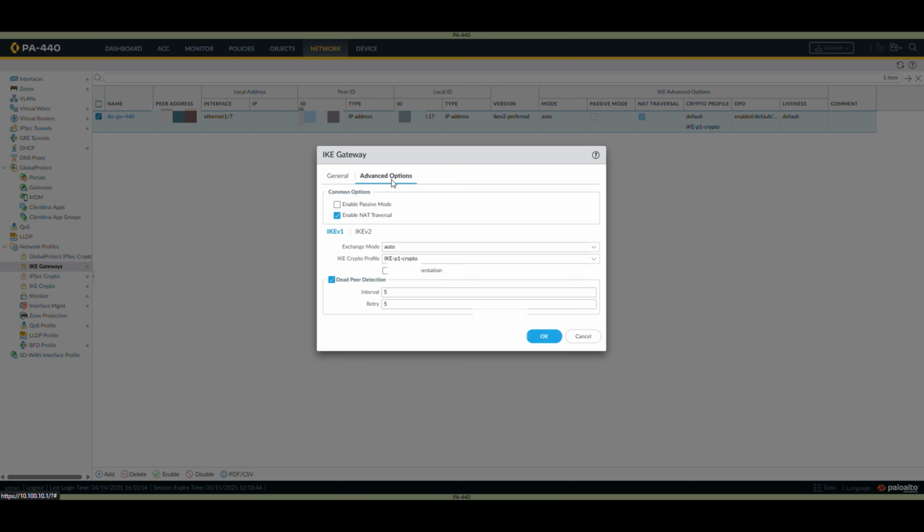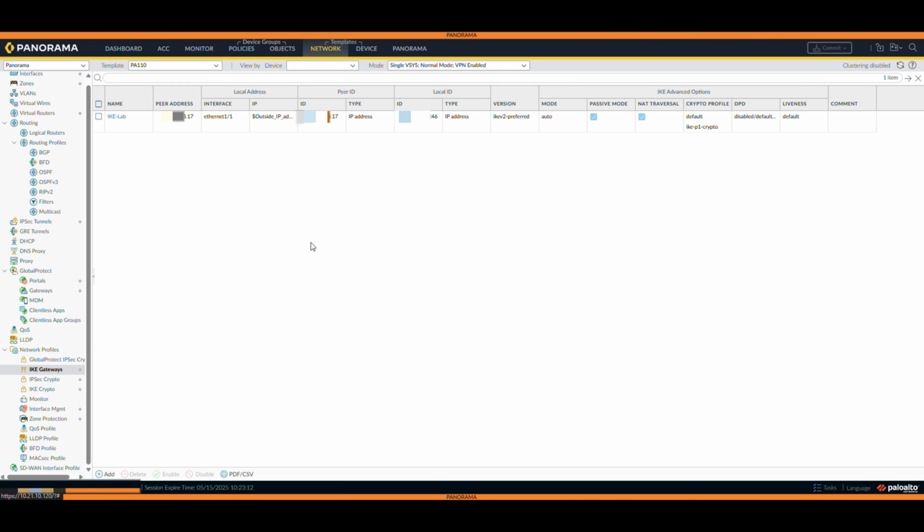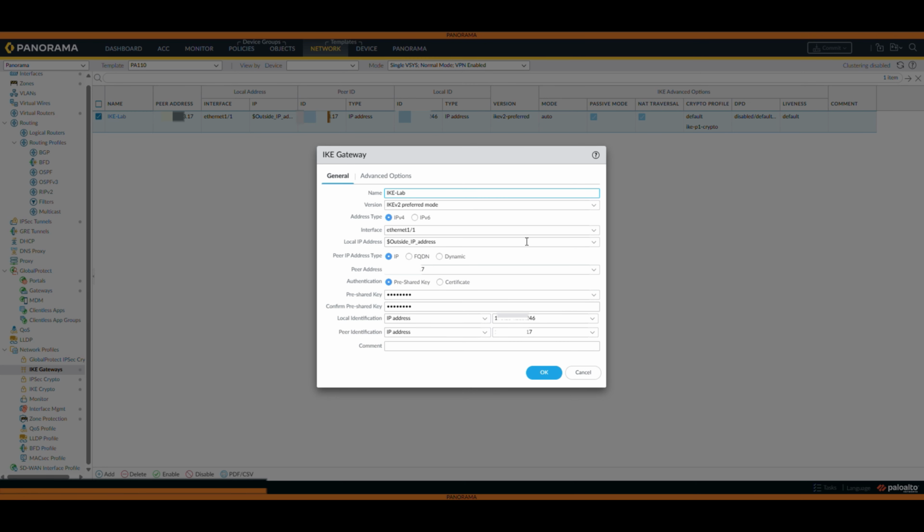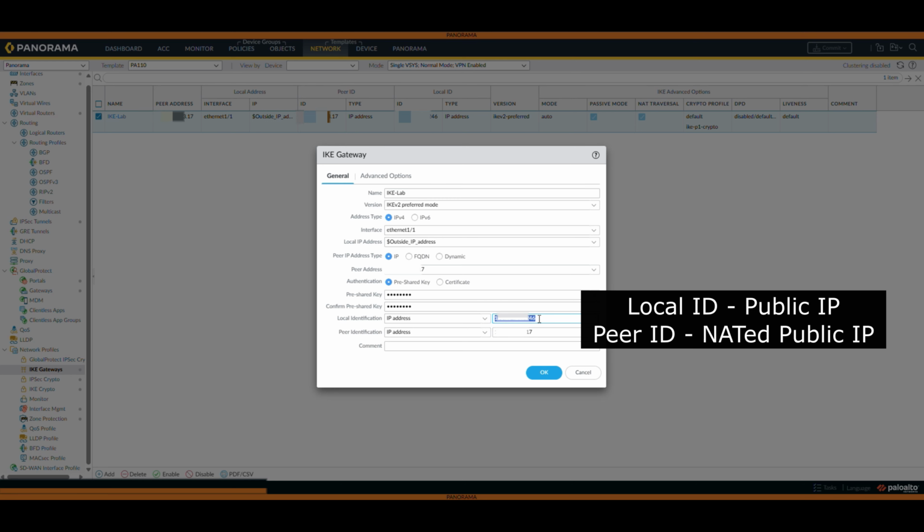And what you also need to configure is to enable NAT traversal so that the firewall uses this mechanism to overcome the NAT and will use port 4500 for NAT traversal. On the other side, you also need to enable this feature, and also on the other side, you need to enable passive mode so that site will not try to initiate a connection to this firewall behind NAT, and this firewall behind NAT will attempt to establish the tunnel to the peer with the public address.